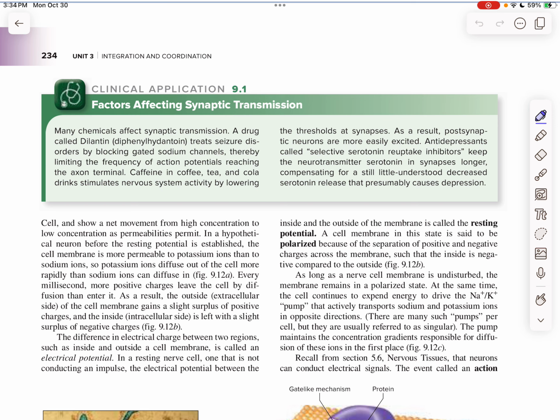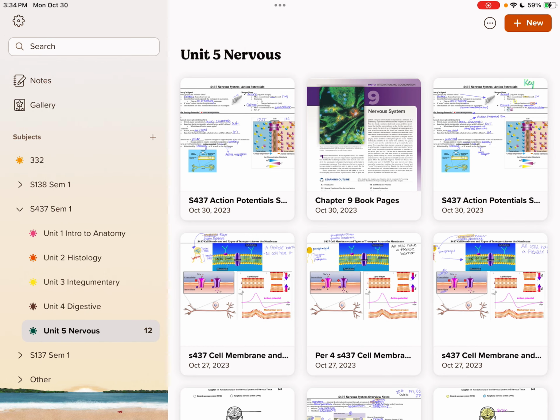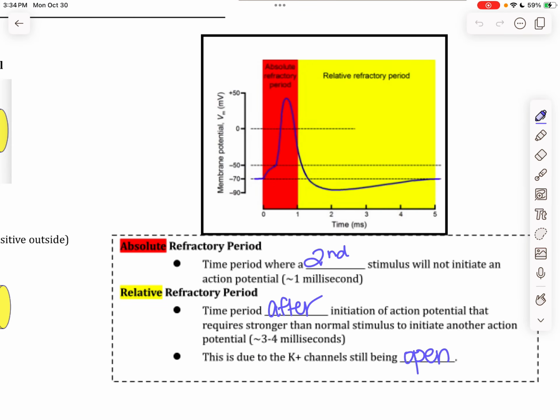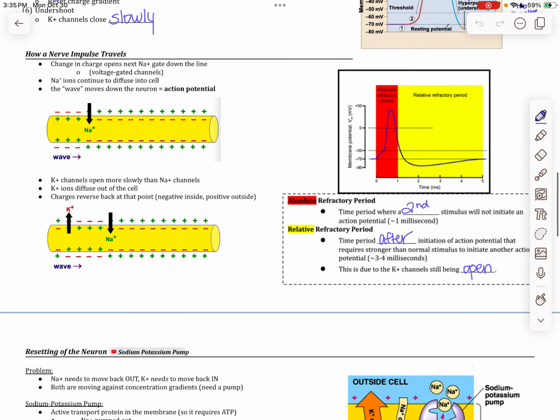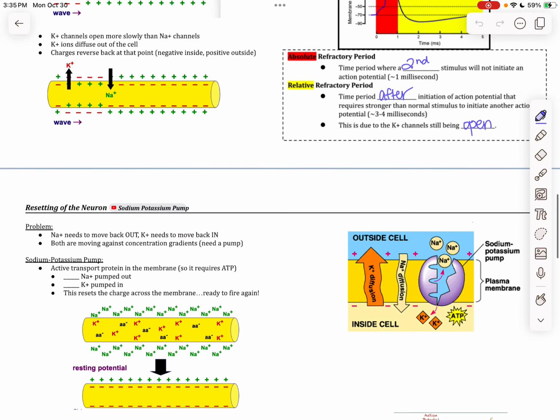Caffeine in coffee, tea, and cola drinks stimulates your nervous system activity by lowering the thresholds of synapses. As a result, postsynaptic neurons are more easily excited. Antidepressants will keep the neurotransmitter serotonin in synapses longer, compensating for the little understood decreased serotonin release. So there are factors that will affect these refractory periods and the threshold of minus 55. I just wanted to keep your minds open to that information.